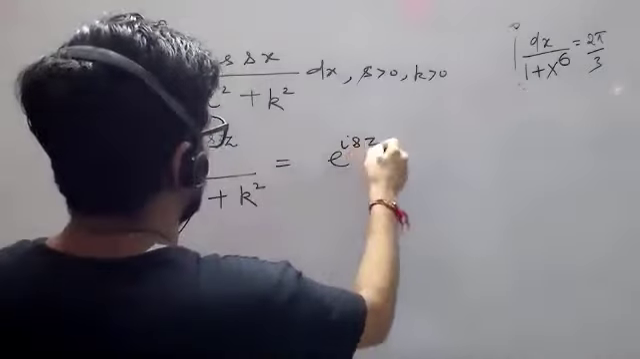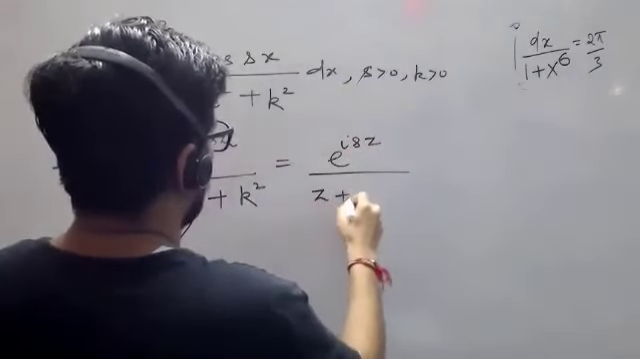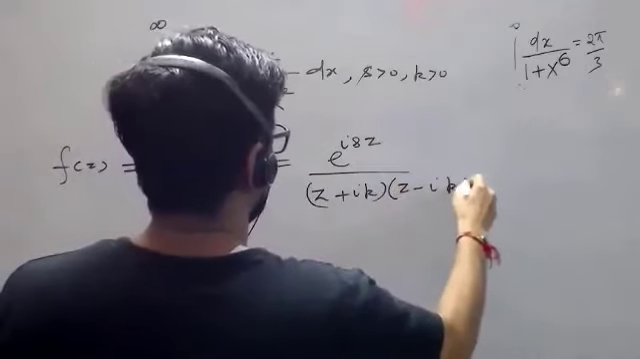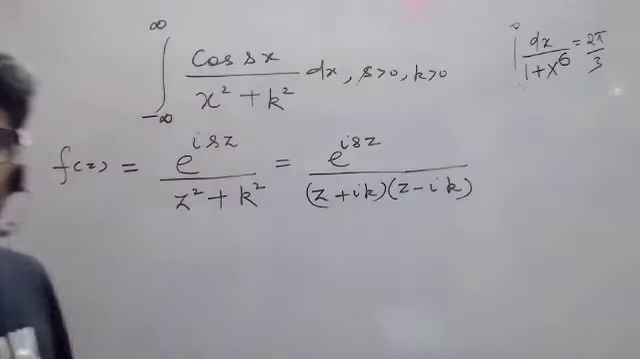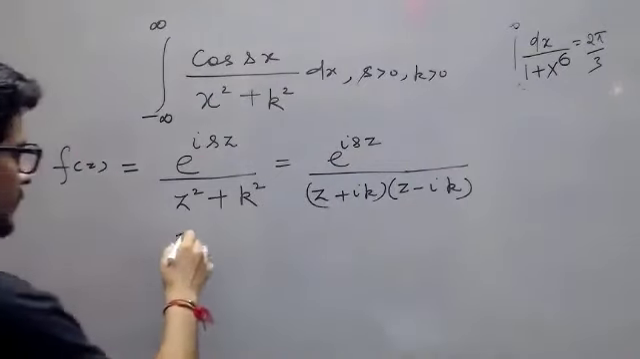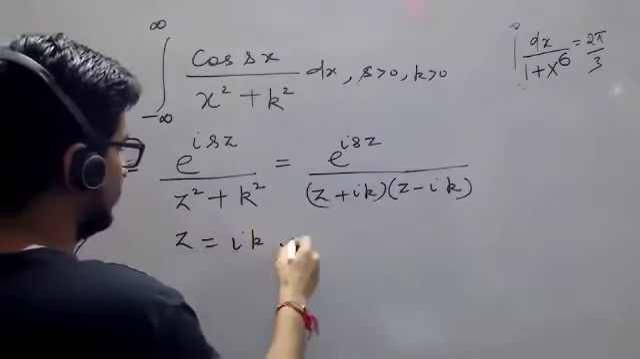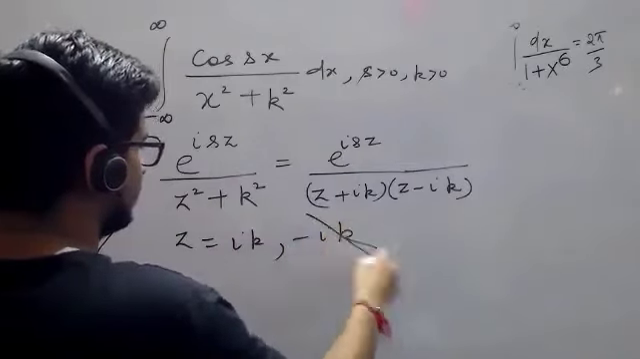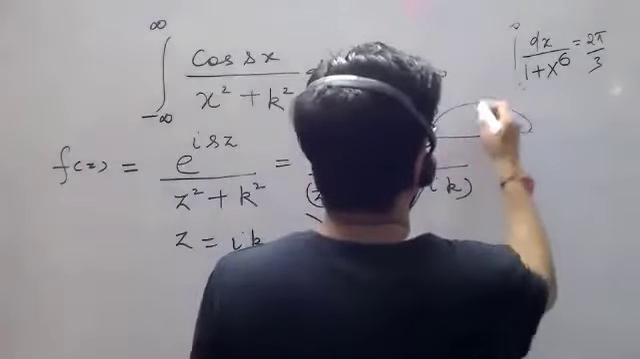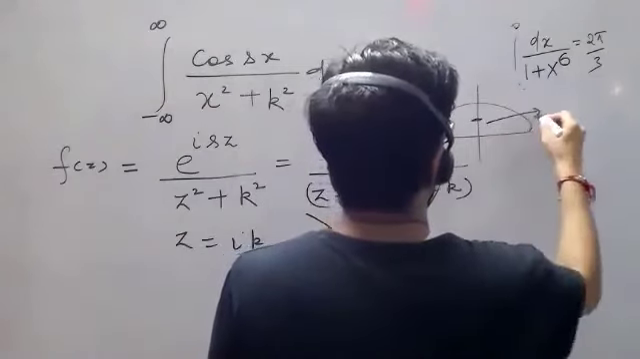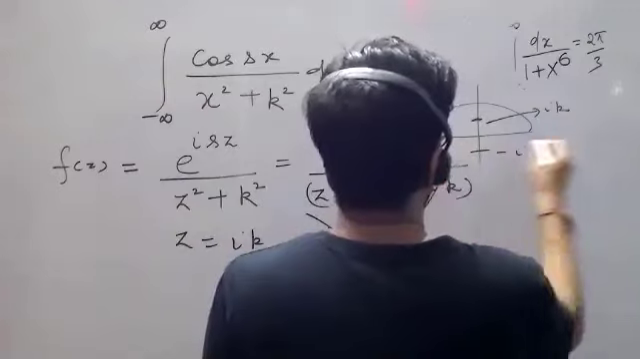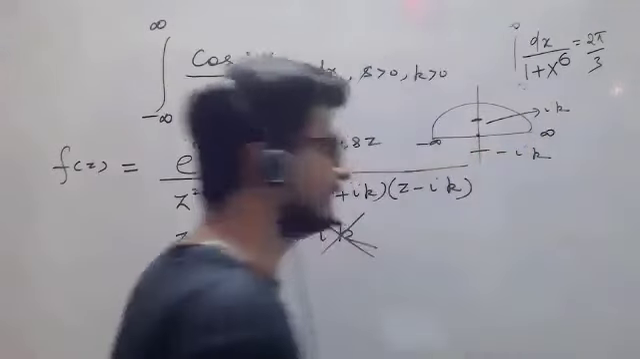e to the power i s z over (z plus ik) into (z minus ik). I told you, the Gauss factorization, see how that is working. And what are the poles? z is equal to ik and minus ik. This will be rejected because if you make that semi-contour, ik will be here and minus ik will be here for this infinite radius semi-contour.